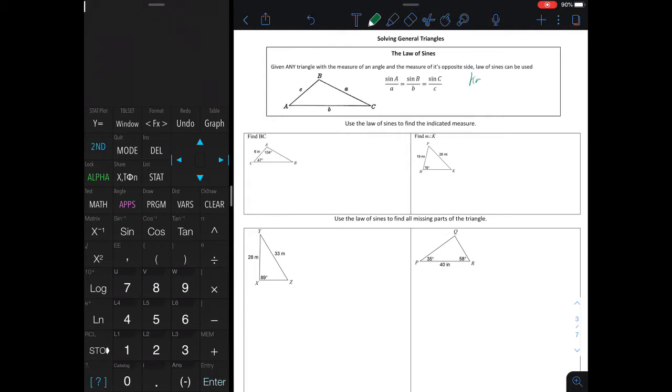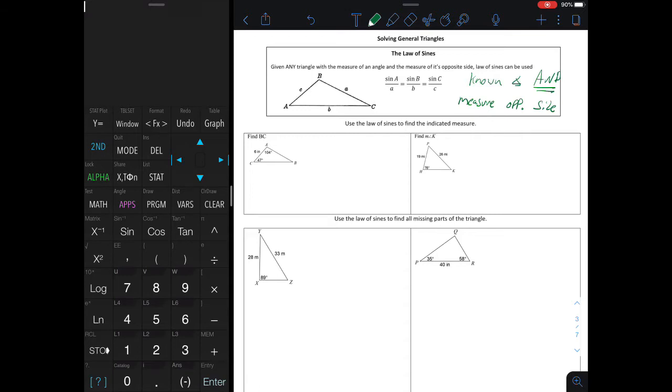So I have a known angle and the measure of its opposite side. If I have that, so if I have a known angle and the measure of its opposite side, I can use law of sines. Law of sines states that there's a consistent ratio inside of a triangle, where if I take sine and apply sine to an angle and divide that by the measure of its opposite side, that ratio is going to be the same for all angles and sides inside the triangle.